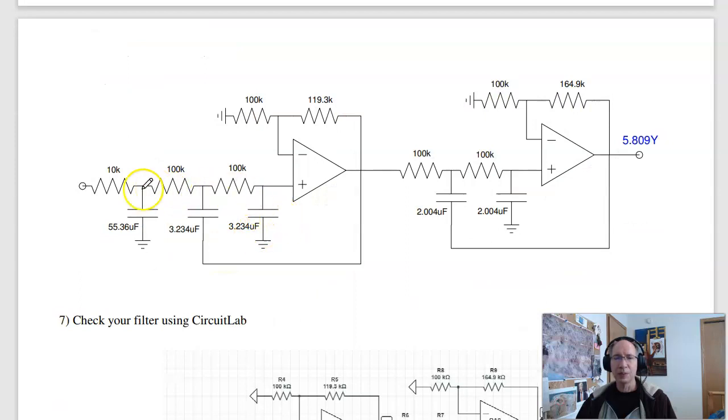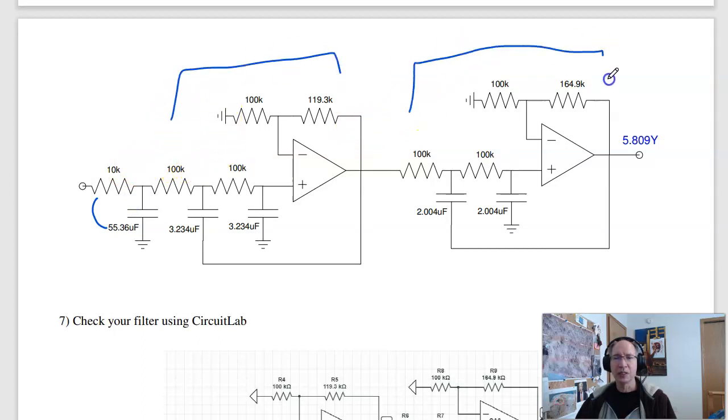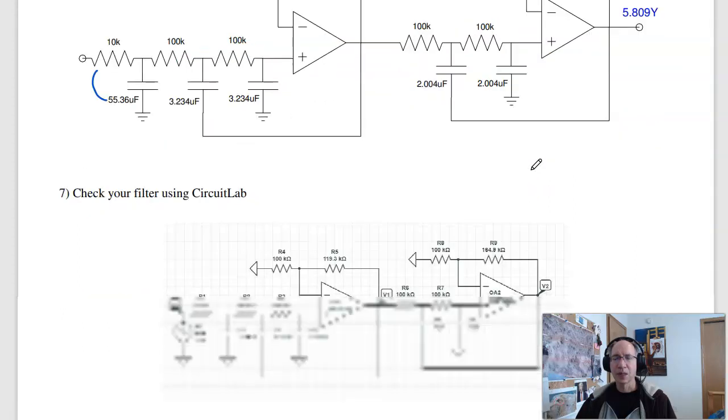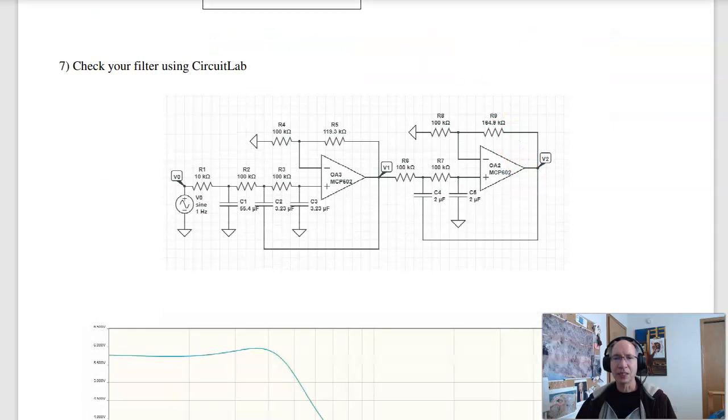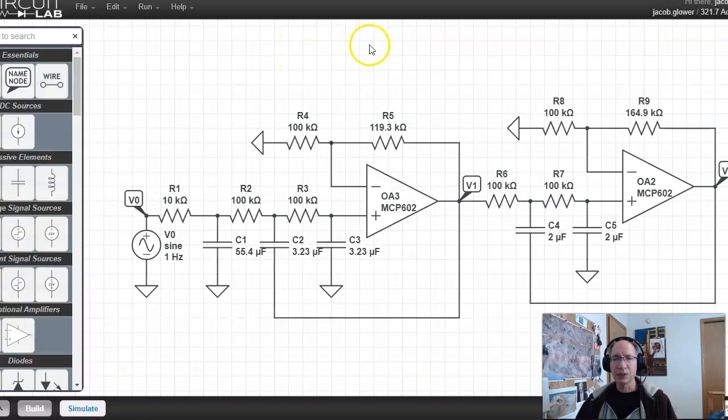So here's my circuit. There's my first stage, my RC. To avoid loading, I made this 10 times bigger. There's the second stage, complex poles. There's the third stage, complex poles. In CircuitLab, I can check that out. So here's my circuit, and what I would do is simulate.